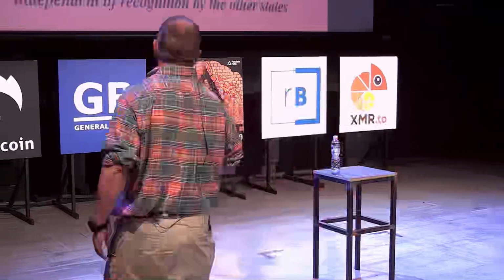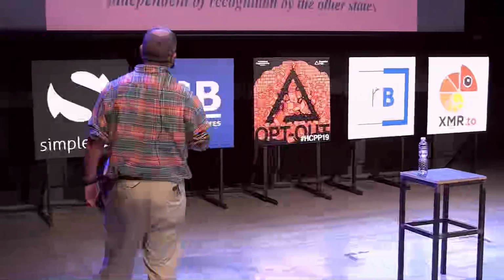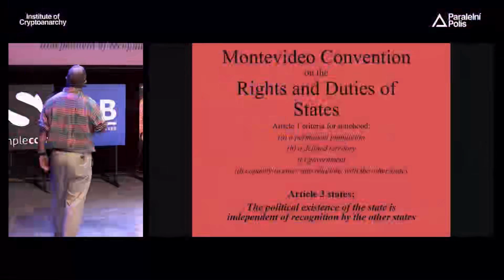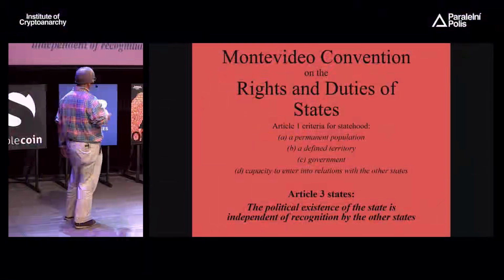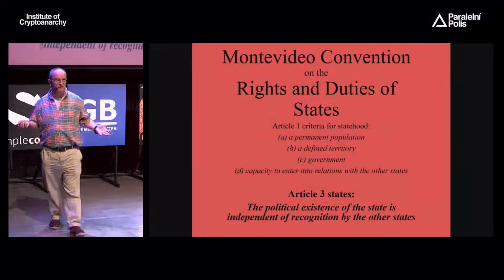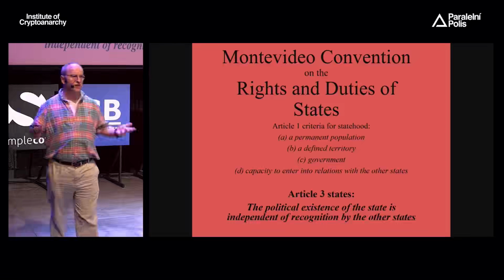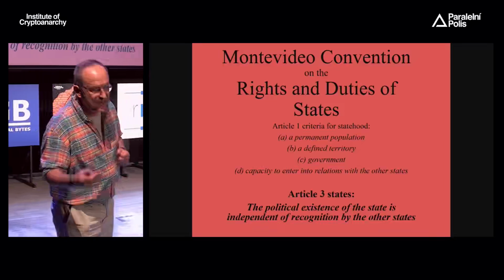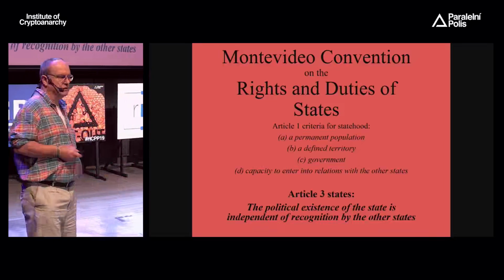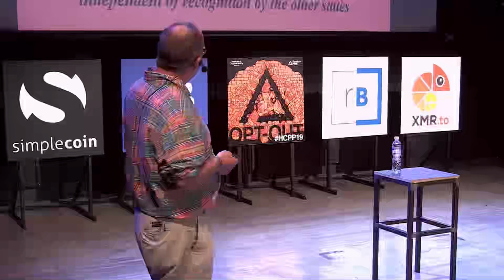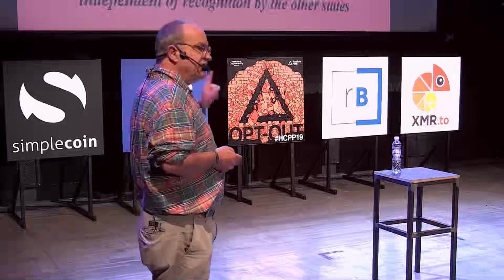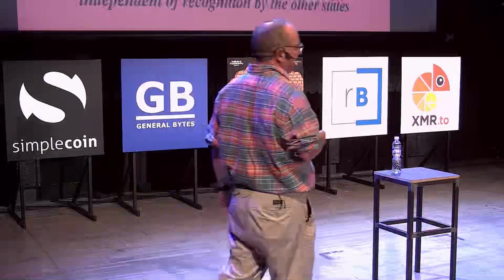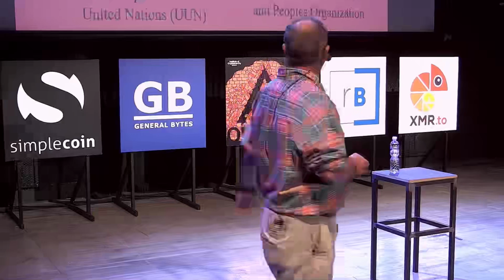There's another article in the Montevideo Convention that says the political existence of the state is independent of recognition by other states. So actually, you don't have to have recognition by anyone. You can just say, right, I've got a territory, people, government, and the capacity to enter into relations. That's it. I don't actually have to talk to anyone. And yet, that recognition has become the gold standard by which states like to think of themselves as proper states.